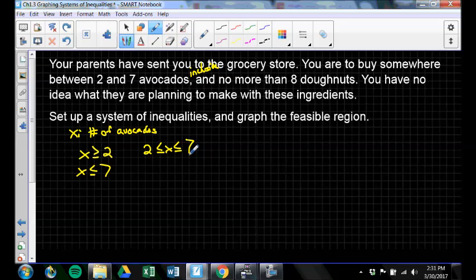We also know that we have to make no more than 8 donuts. So y will stand for number of donuts. You could use d if you'd like to. We know that y has to be less than 8. It says no more, so we could have 8 itself, actually, less than or equal to 8.